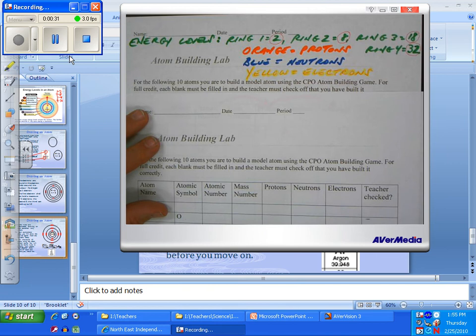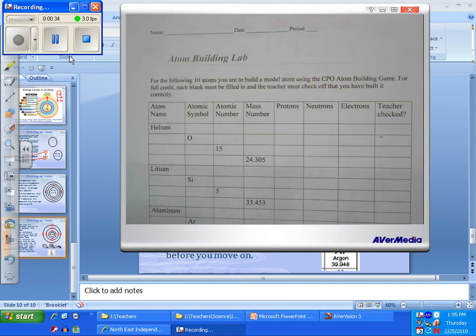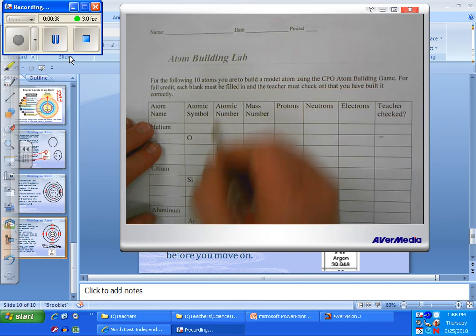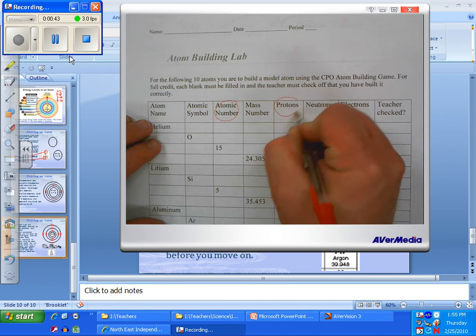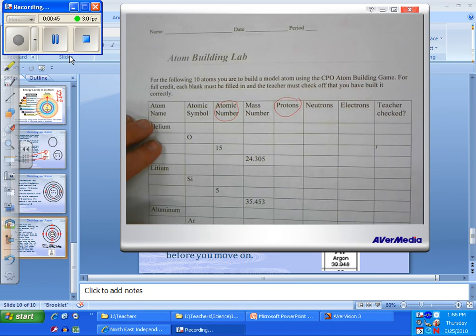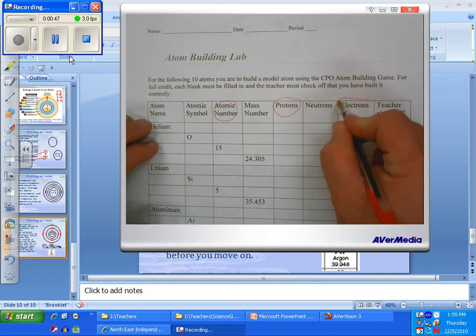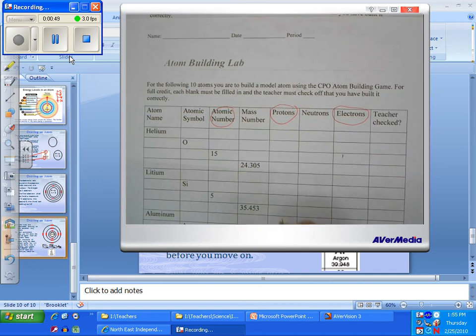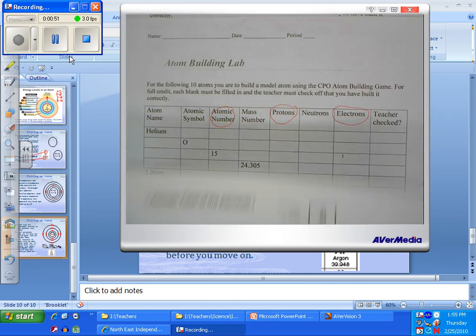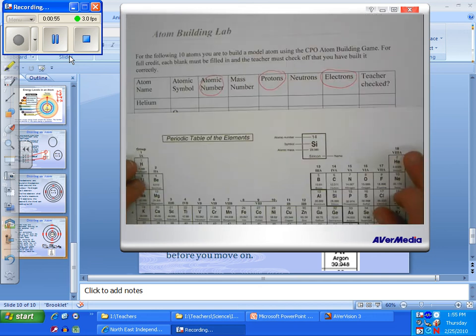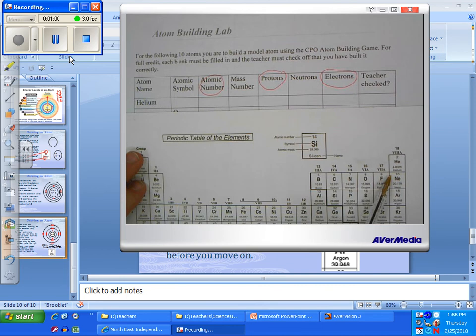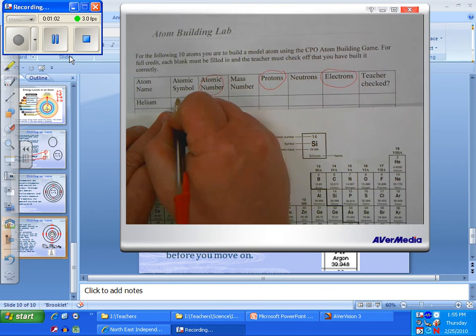Now, let me show you all a couple of tricks before we do the rest of this. A minute ago, we talked about how atomic number also tells us the number of protons, and in a neutral atom, tells us the number of electrons. So, look up helium. Can y'all find that on your periodic table? Helium, there you go. Number 2, it's right here. For helium, the atomic symbol, He.